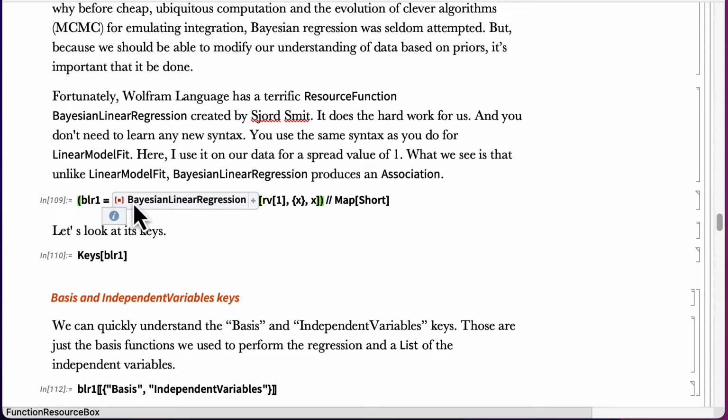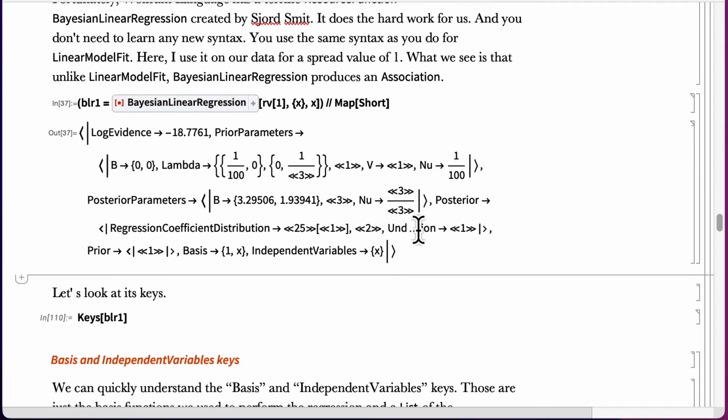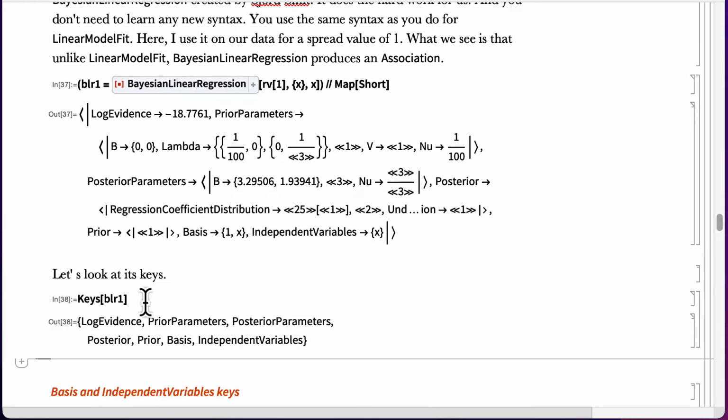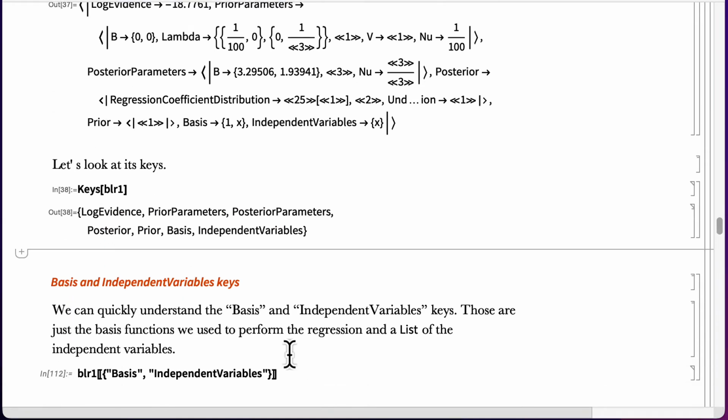So I'm going to run Bayesian linear regression on the data, and then it is going to produce a long output, a big association of stuff. It's not going to hide behind an object, and so I'll just map Short over each of the values of that association. But you'll see this doesn't take any time at all. Done. All right. So we've got this association. Let's look at the keys of the association. And there they are. We've got 1, 2, 3, 4, 5, 6, 7 keys, some of which we're going to study right now.